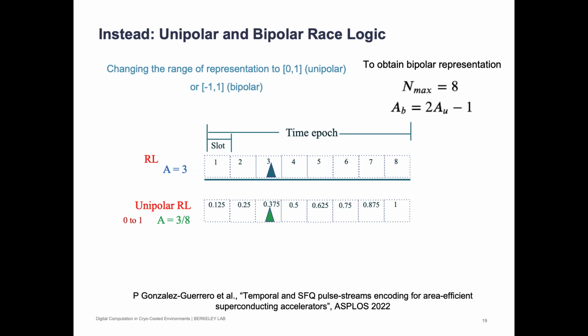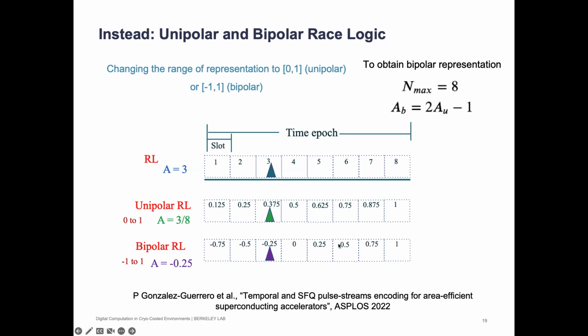So that's unipolar. And I can also have bipolar, which is -1 to 1. And now I can have floating point numbers and negative numbers. But unless I increase my time slots, notice that I gave up some precision here.